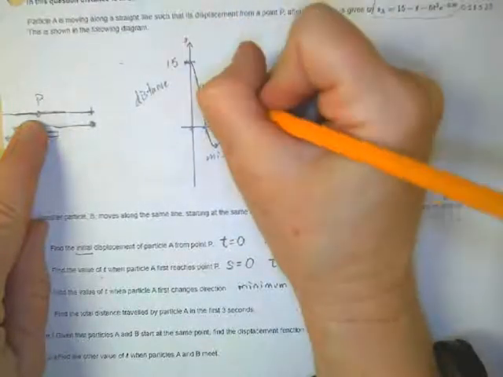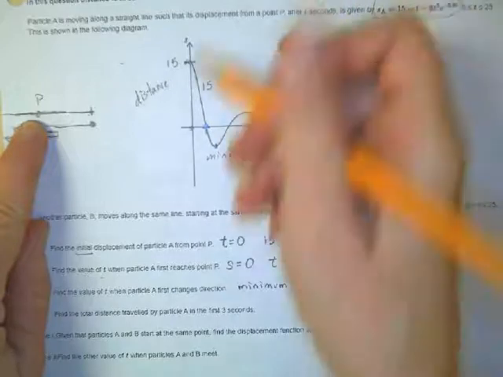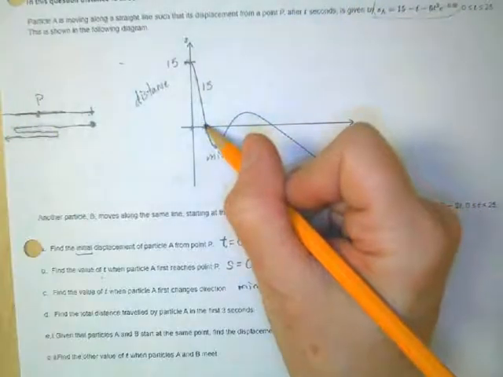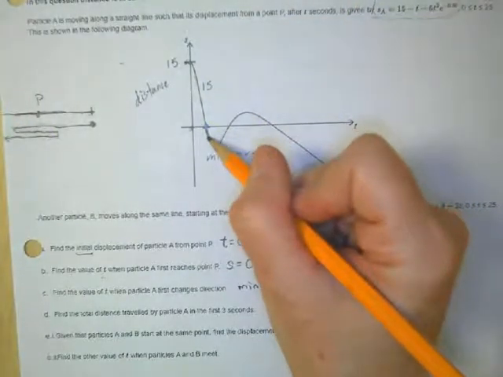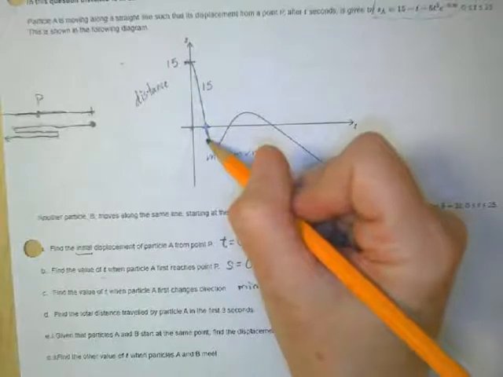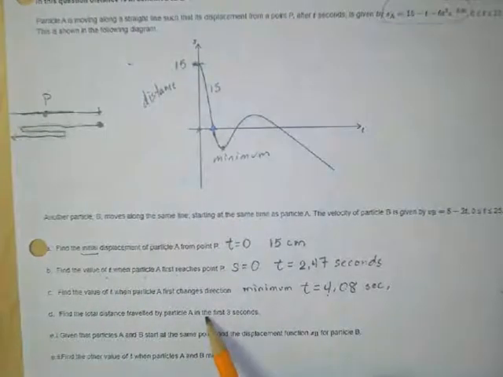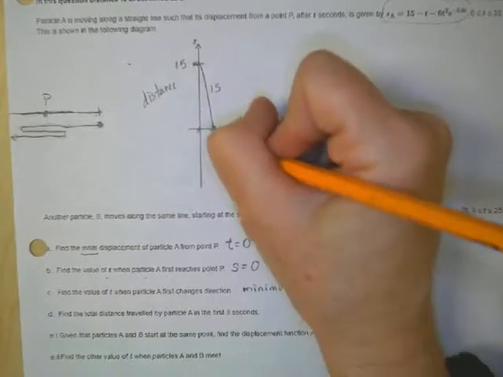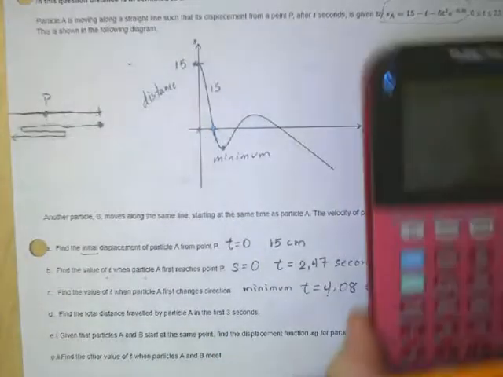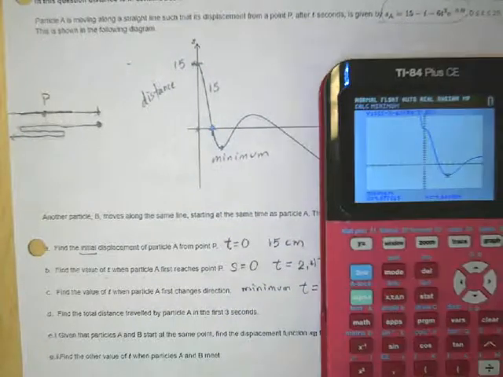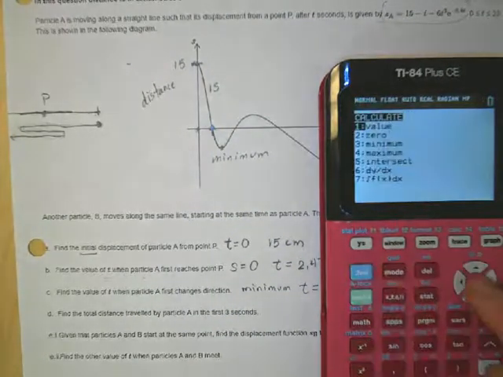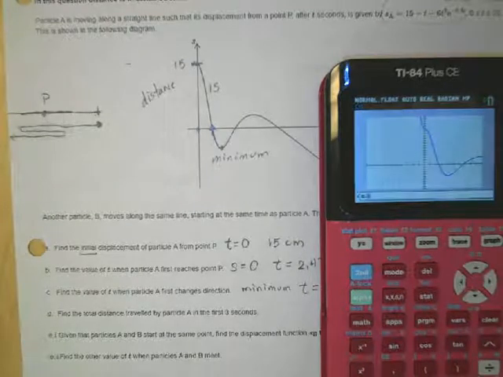So I know this is 15 centimeters. And then I just need to figure out from here on down to here, how far is that going? So find the total distance traveled by the particle. I just need to figure out where is 3 seconds on here. So I'm going to use my calculator again. I want to find the value. So calculate value when time is 3 seconds.